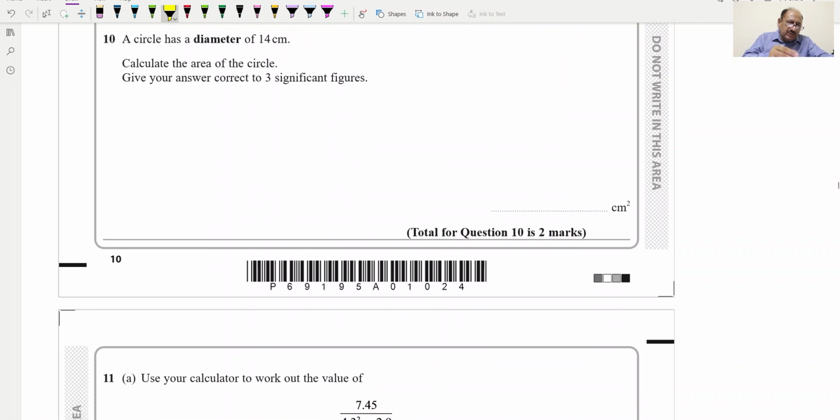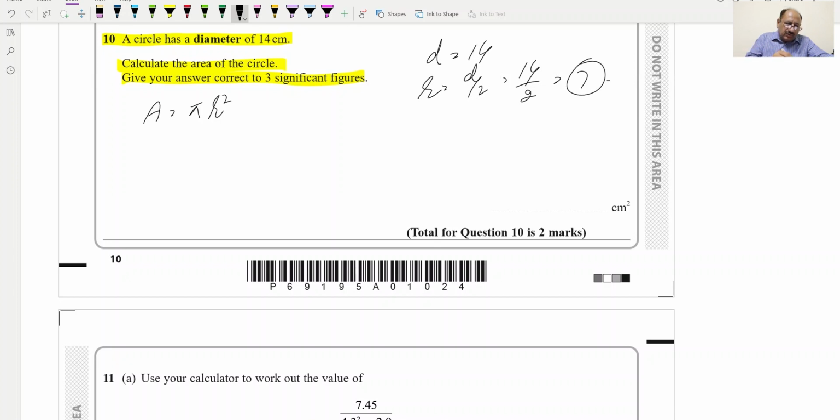Now question number 10 says a circle has a diameter of 14. Calculate the area of the circle. Give your answer in terms of pi. So we know that the area of a circle is equal to pi r squared, and d is given as 14, the diameter. So r will be equal to d by 2, which is 14 by 2, which is 7. So this r value we can use.